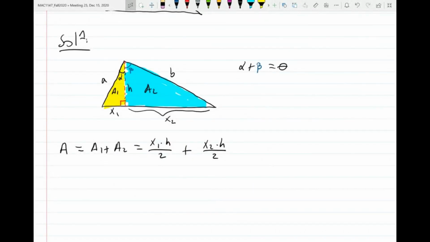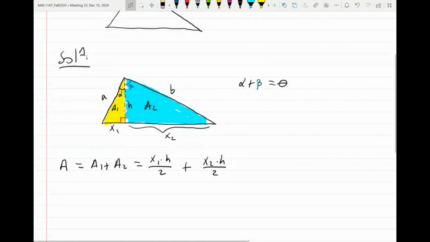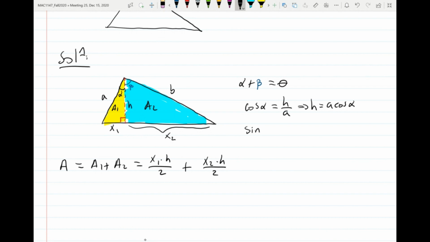So looking at the yellow triangle, I would like to say something about H and something about X1. To say something about H, we should use cosine. Cosine of alpha is adjacent over hypotenuse, so H equals A times cosine of alpha. That's using the yellow triangle. Similarly, to say something about X1, we can use sine, which is opposite over hypotenuse. So X1 is A times the sine of alpha.